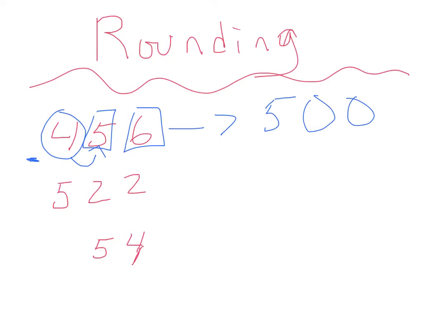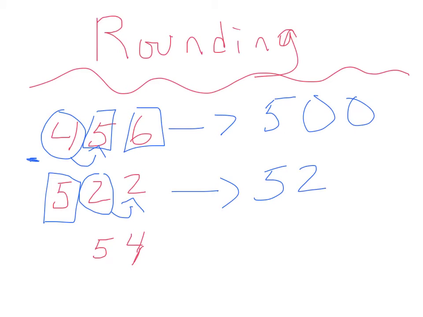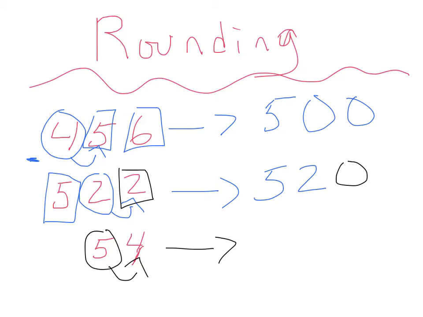522, let's just round that to the nearest tens place. Find the tens place, look next door, 5 or greater. It isn't, so we don't add one more. Numbers to the left stay the same. So this 5 does not change. Numbers to the right, which is this 2, 0 is your name. So 520 would be the rounded number. Let's just round 54 to the nearest 10. Circle our number, look next door, 5 or greater, add one more. Numbers to the left stay the same. Numbers to the right, 0 is your name. That would be rounded to 50.